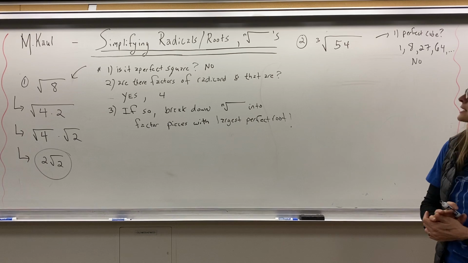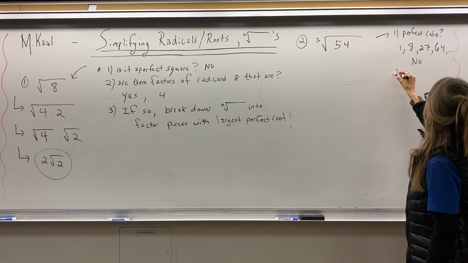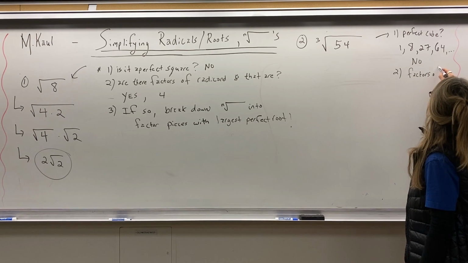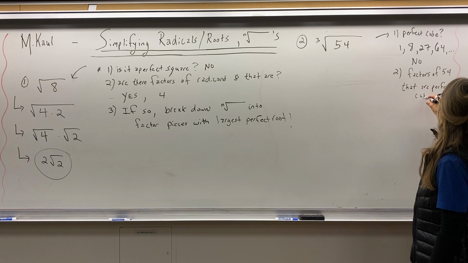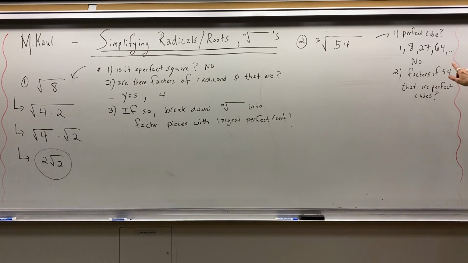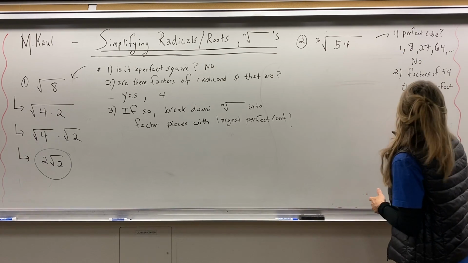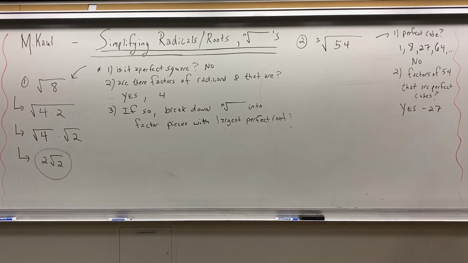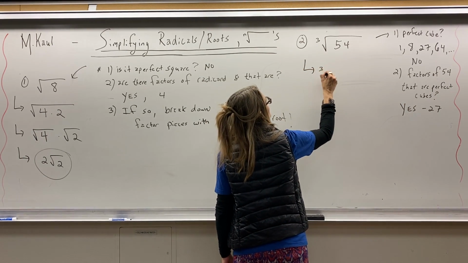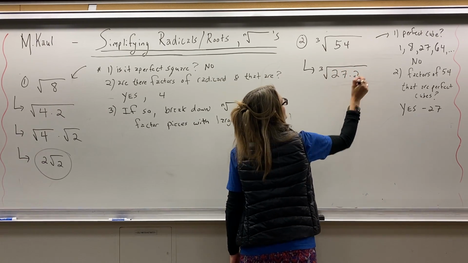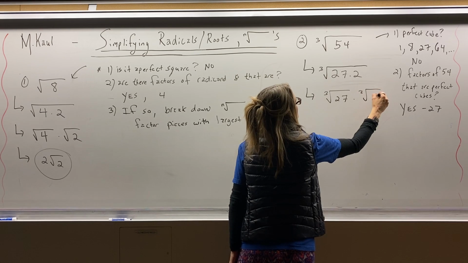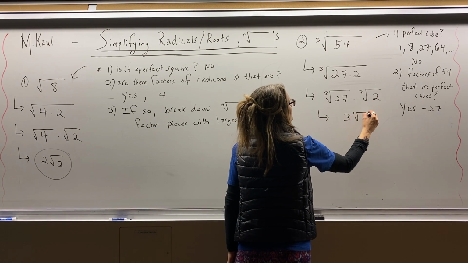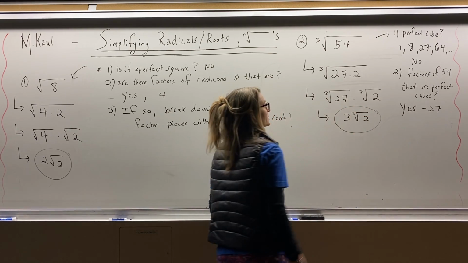Next step, are there any factors of 54 that are perfect cubes? So second, factors of 54 that are perfect cubes. Well, we sort of set ourselves up to answer this with our previous step. So yes, and that is 27. We can make this because 27 times 2 gives you 54. So we break this down into the cube root of 27 times 2. Now we have the cube root of 27 times the cube root of 2, and we have 3 cube roots of 2. Okay, great.